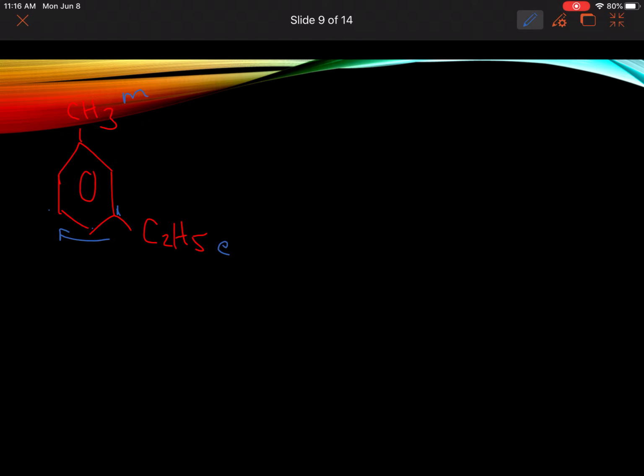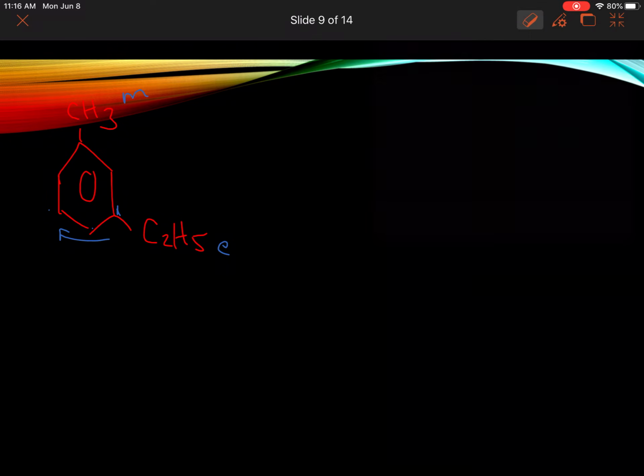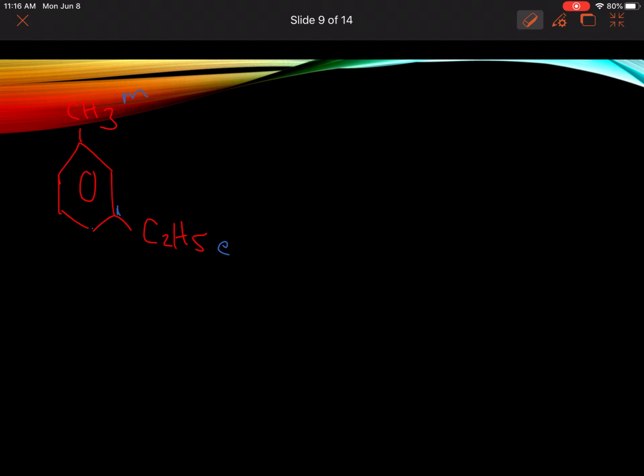I don't want that though. I want the lowest numbering combination. So instead of going counterclockwise, I'm going to go clockwise to 1, 2, 3. So my positions are 1 and 3 for these. So there's 2 different ways I can name this. I can name it 1-ethyl-3-methylbenzene. And benzene is going to be the parent chain here. So 1-ethyl-3-methylbenzene.